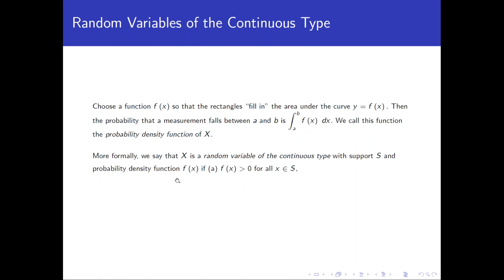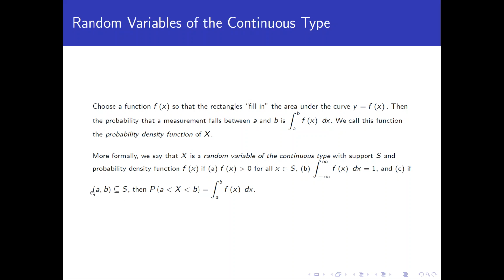So we're going to say that X is a random variable of a continuous type with support S and probability density function f(x) if we have the following characteristics met by our function f(x). So first, just like before, our density function is going to have to be positive for x on the support. When we do the integral over the entire sample space, so I'm going to write it as minus infinity to infinity, in this case, that integral is going to be 1.